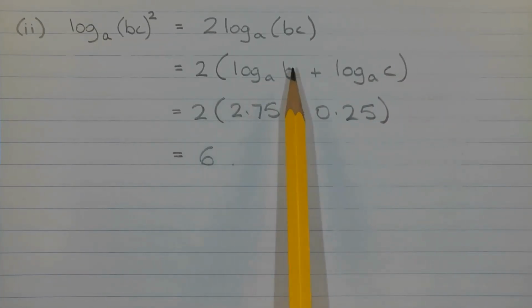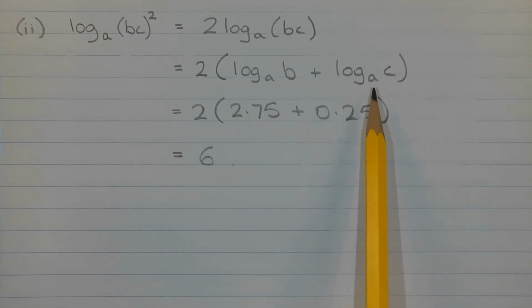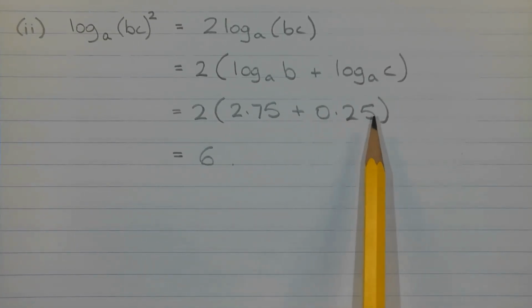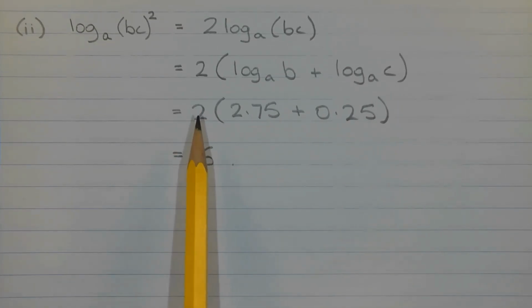Now log base A of B is 2.75, log base A of C is 0.25. 2.75 plus 0.25 is equal to 3. Multiplying that by 2, we get 6.